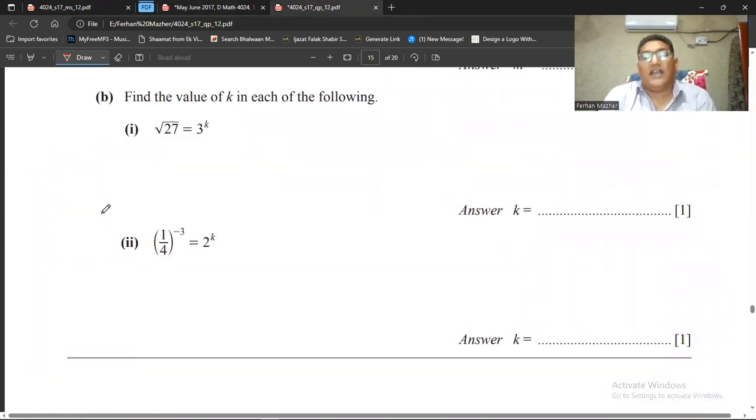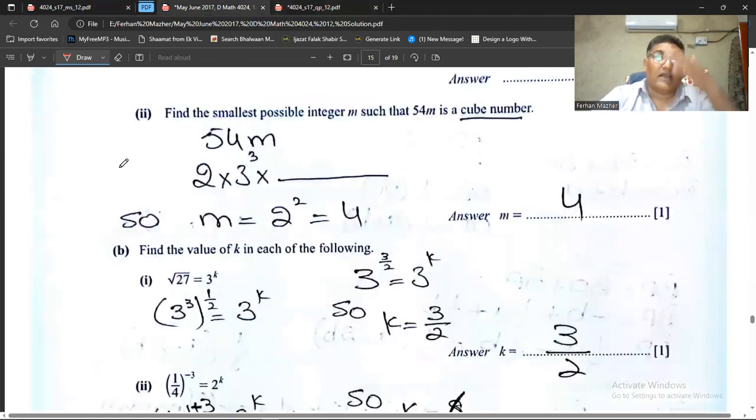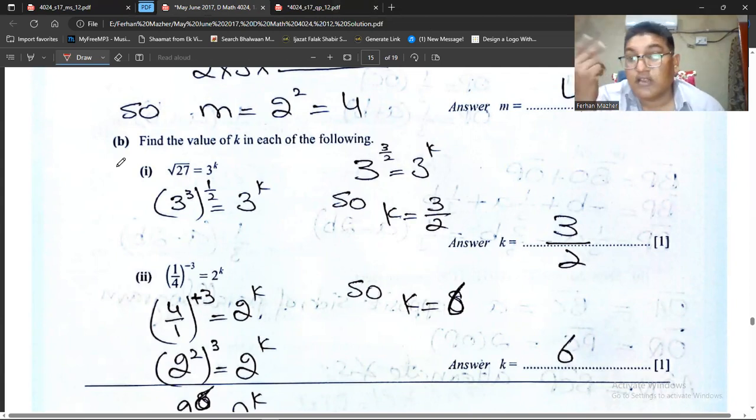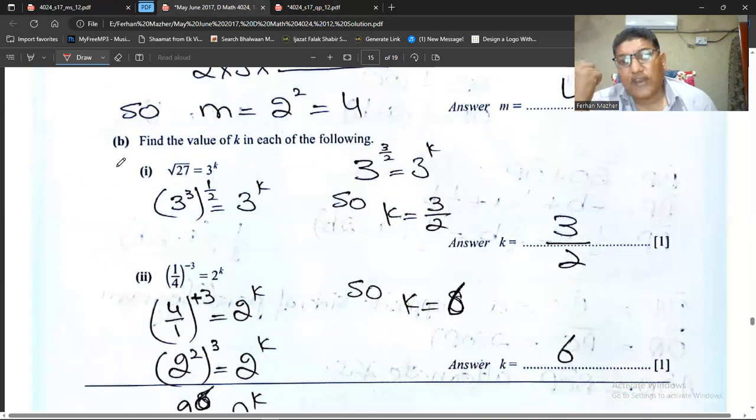Then this is question number 20, B part, its first portion. It says find the value of k in each of the following. So the square root of 27 equals 3 raised to power k. 27 is 3 raised to power 3, and the square root means raised to power 1 by 2. So 3 cubed raised to power 1 by 2 equals 3 raised to power k. So 3 raised to power 3 by 2 is equal to 3 raised to power k.